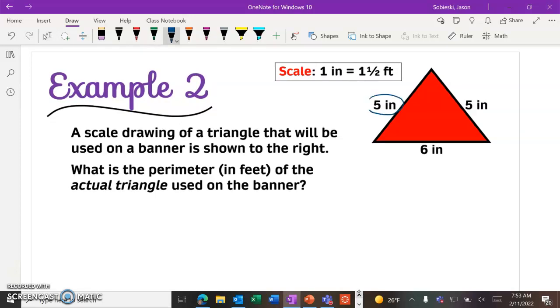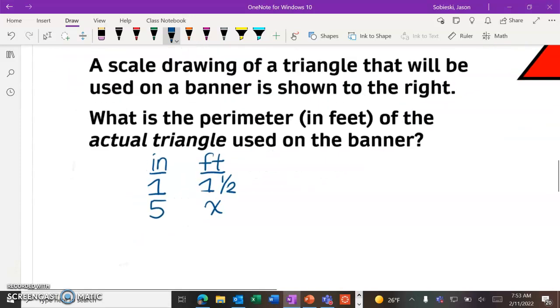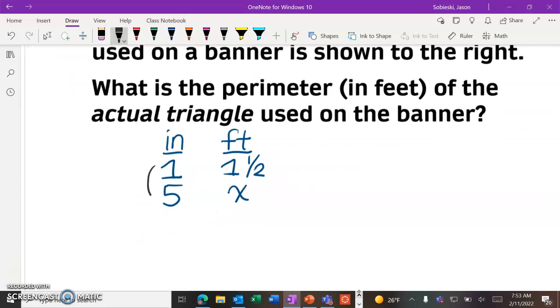So for the ones that say 5 inches, I'm going to do another ratio table. Again, same thing, we're comparing inches and feet. We know that our scale, 1 inch, is worth 1.5 feet. And the inch value that they give us is 5. We want to think about which feet value goes with that. So to get from 1 to 5, you have to multiply by 5. So we have to do the same thing on the other side. So that's going to be equivalent to 7.5 feet.